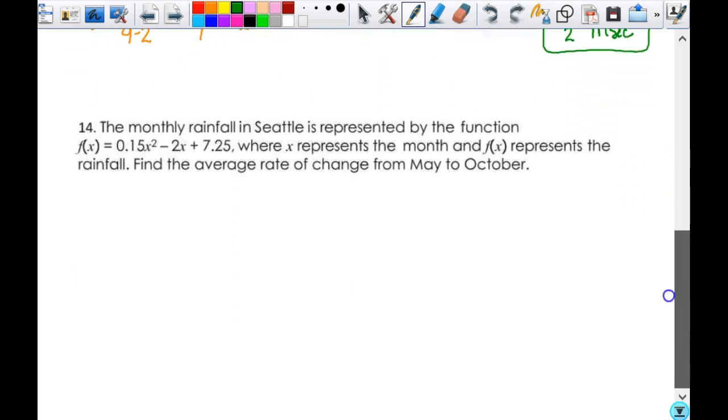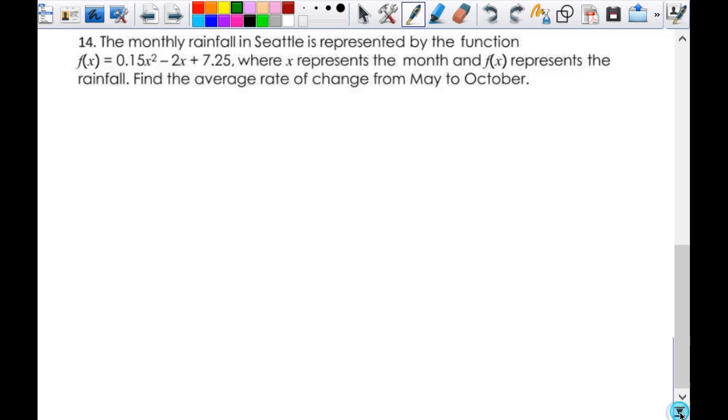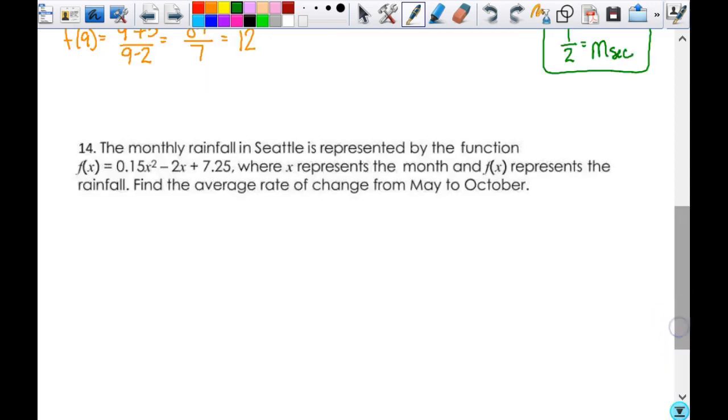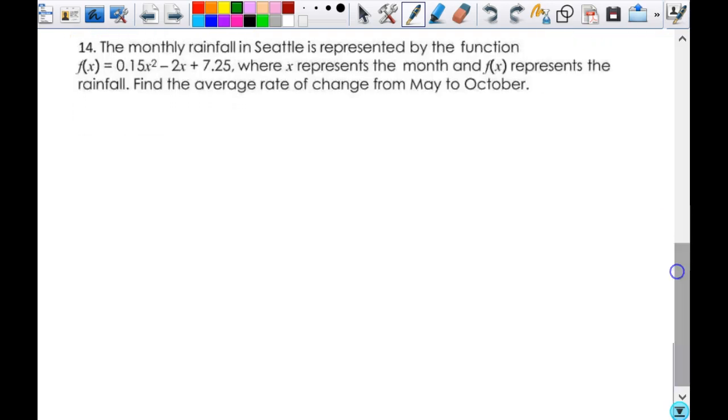Okay. All right, so let's look at 14. It says the monthly rainfall in Seattle is represented by the function, sorry, board's being weird, by the function, and there's your function, where x represents the month and f of x represents the rainfall. Find the average rate of change from May to October.